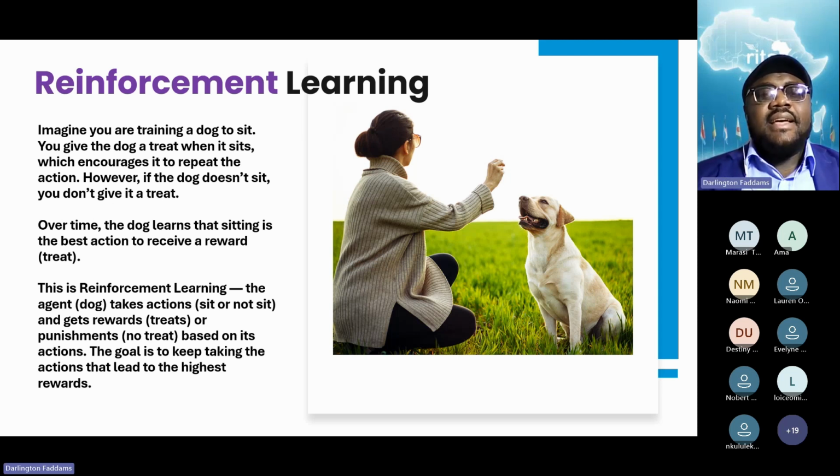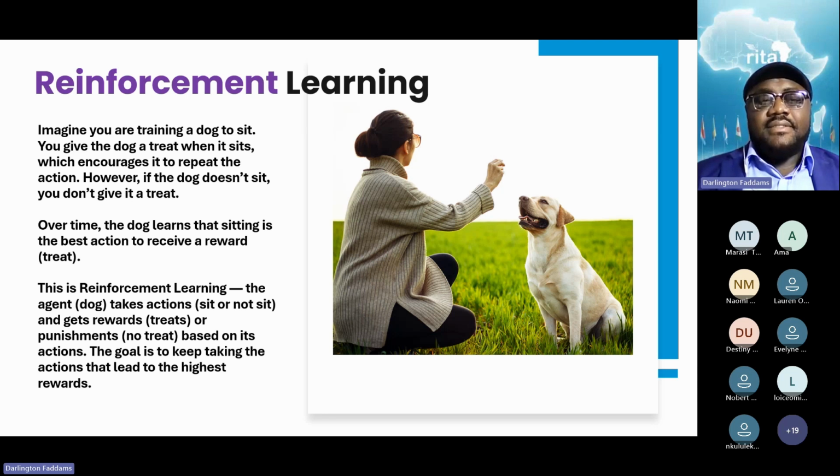Imagine you are training a dog to sit. You give the dog a treat when it sits, which encourages it to repeat the action. However, if the dog doesn't sit, you don't give it a treat. Over time, the dog learns that sitting is the best action to receive a reward, that is a treat. This is called reinforcement learning.